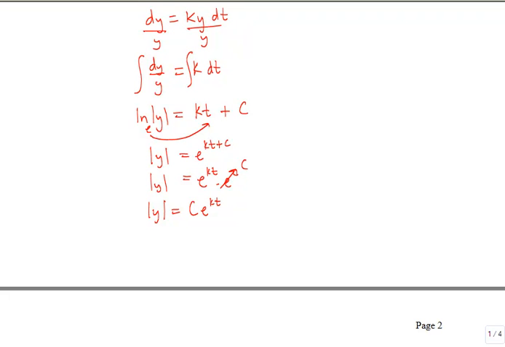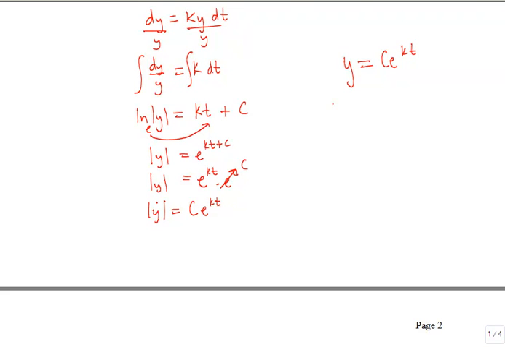Now typically in a lot of our application problems we're talking about populations, and usually in those scenarios your y, your population, is going to be positive anyway. So in a lot of situations we can ignore that absolute value and just look at this equation y equals c e to the kt.